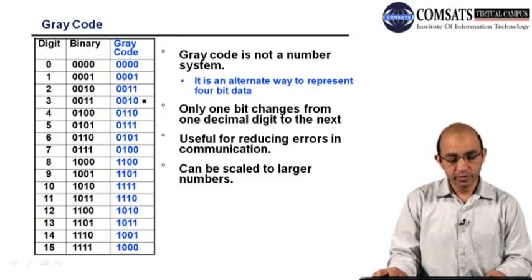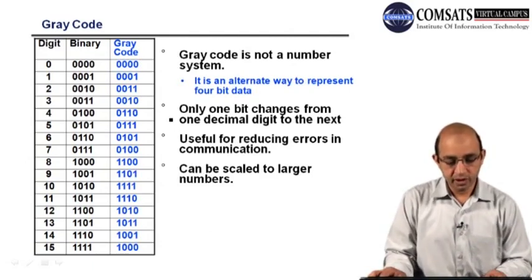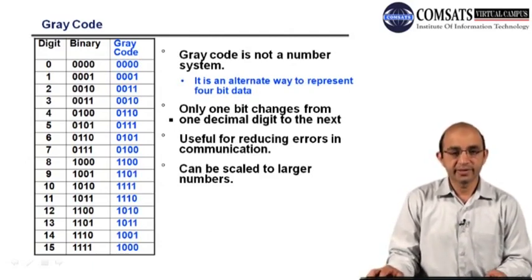So this is useful for reducing errors in communication. You can see that only 1 bit is changed, right? And one of the advantages of this code is that it is scalable. You can scale this code for larger numbers, right? So this is the Gray code.